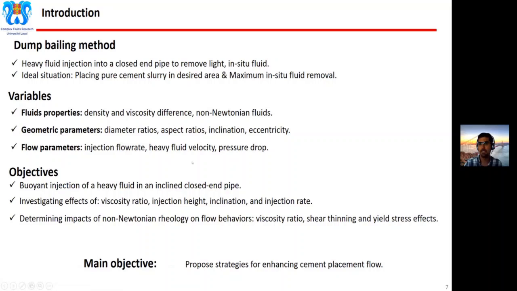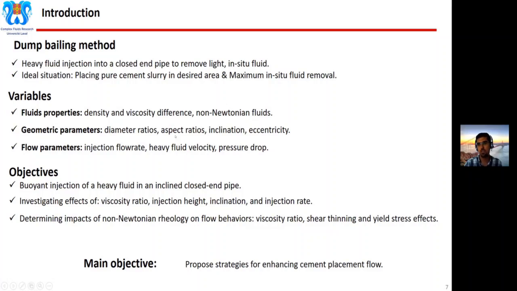So in this study, as you saw in the previous slide, we are dealing with a heavy fluid injection in a closed-end pipe to remove light in-situ fluid. And the ideal situation is placing a pure cement slurry in the desired area with minimum mixing and also maximum in-situ fluid removal.